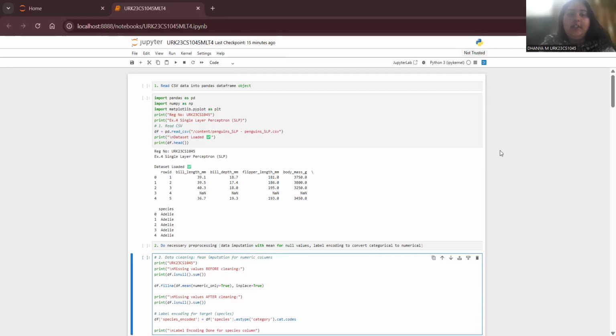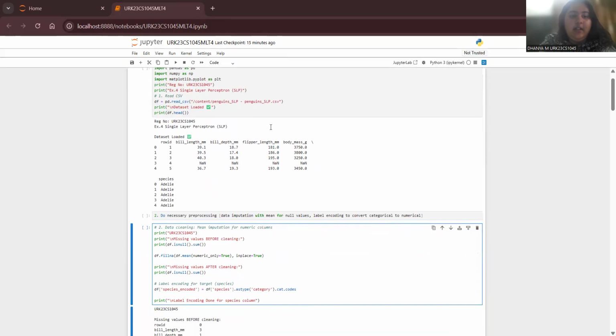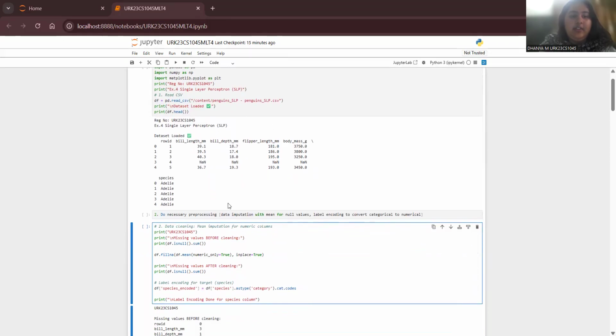In this notebook, I did experiment 4, which is single layer perceptron. First, as usual, I've read the CSV file, which contains the Penguins data set, and it is stored in a data frame, which organizes the data set into rows and columns. This makes it easier to manipulate and analyze the data.